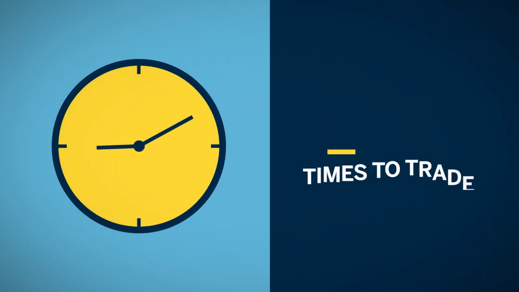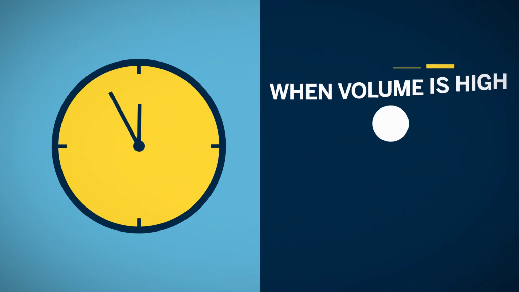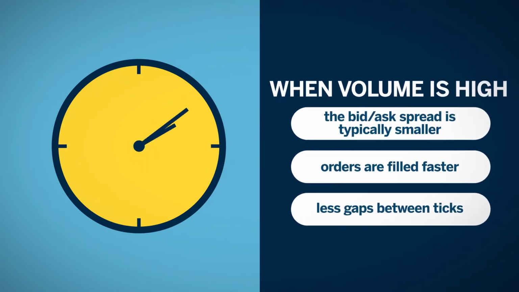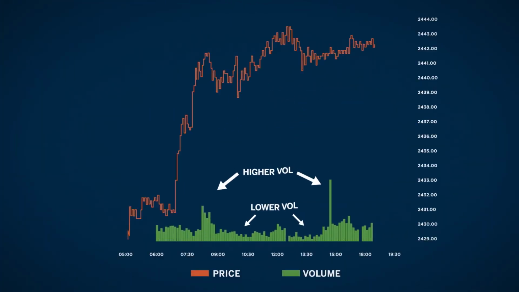Traders typically prefer higher volume times to trade, as it indicates there are more traders actively interested in buying and selling. When volume is high, the bid-ask spread is typically smaller. Orders are filled faster and there can be less gaps between ticks. For example, markets can have lower volume between the hours of 11 and 1 p.m. Central Time or right before major economic releases. Markets may have higher volumes around the open and close of the trading day or right after major economic releases.